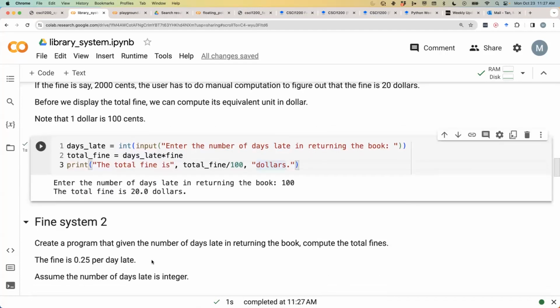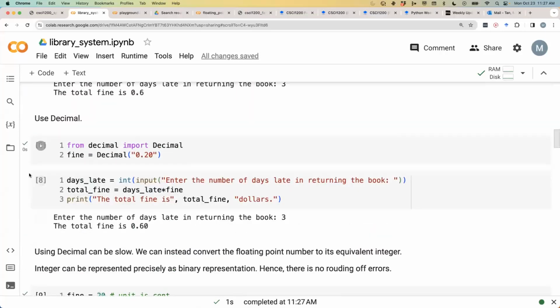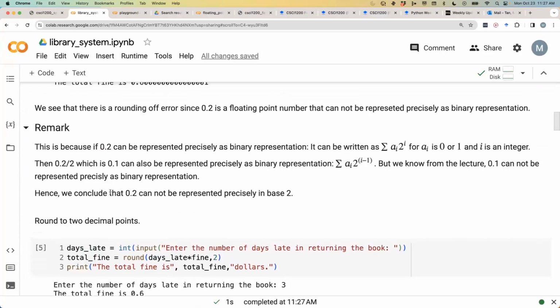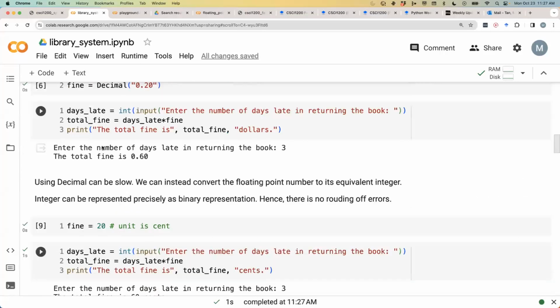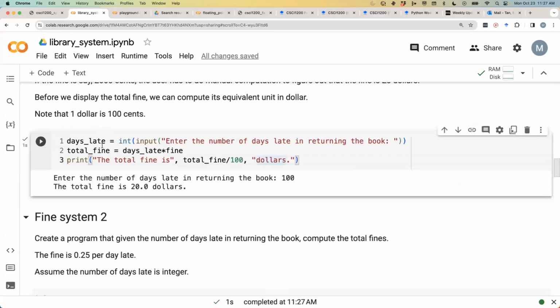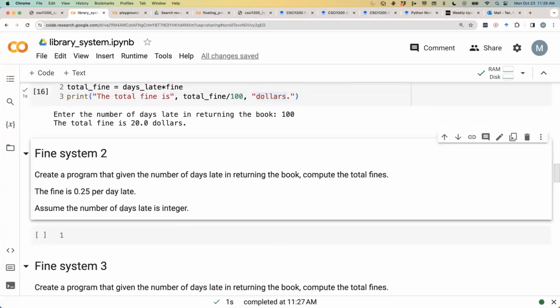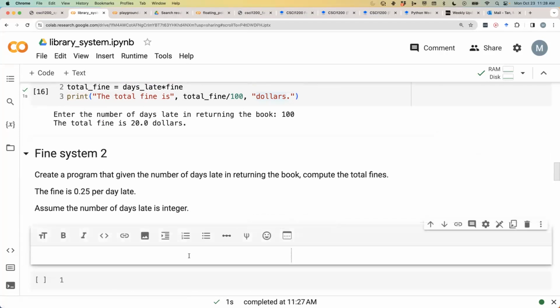Okay. Now let's look at the second example. In this example here, the fine is 20 cents, which we already know cannot be represented precisely, and hence there might be a rounding off error. So what if we change the fine to 25 cents instead? Now, when you create a system like this, you need to think 0.25 is a floating point number, all right? So know that 0.25 is a floating point number.